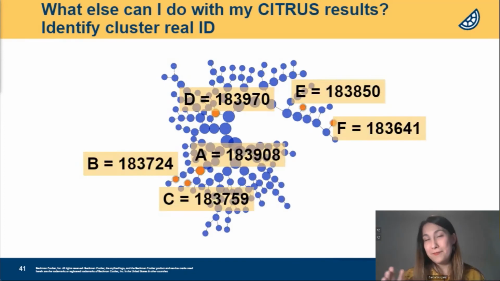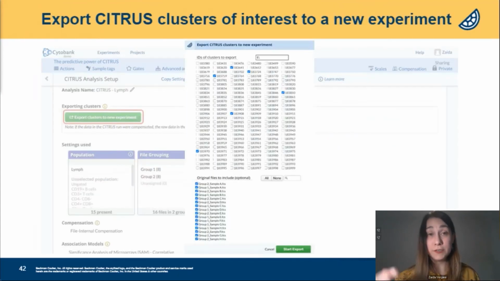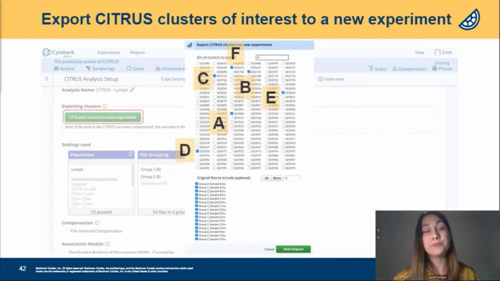In here we have very big numbers. Don't worry, you don't have to write it down. It's just something that you need to know because when you export the clusters, you're going to have the entire list and you have to look for the correct IDs of the clusters that you want to export. Here we have our 6 clusters.